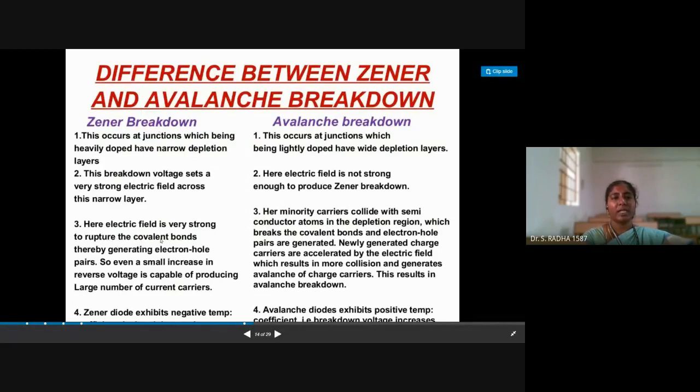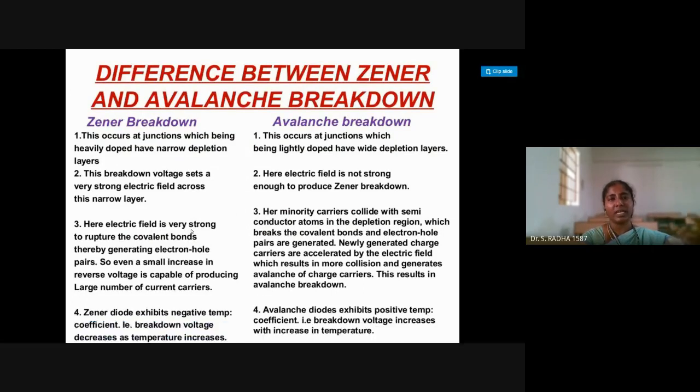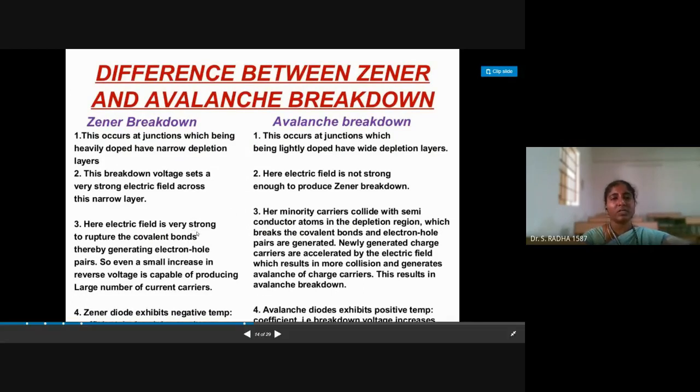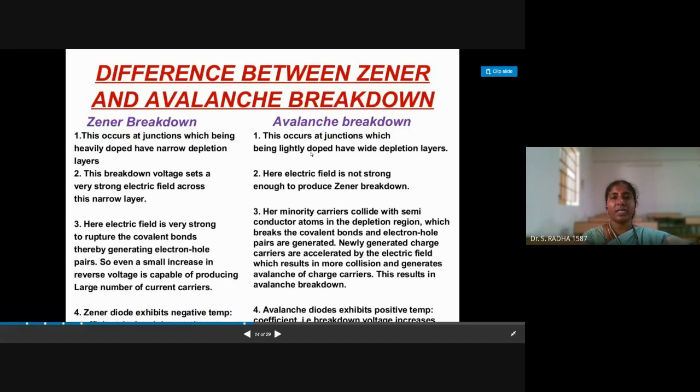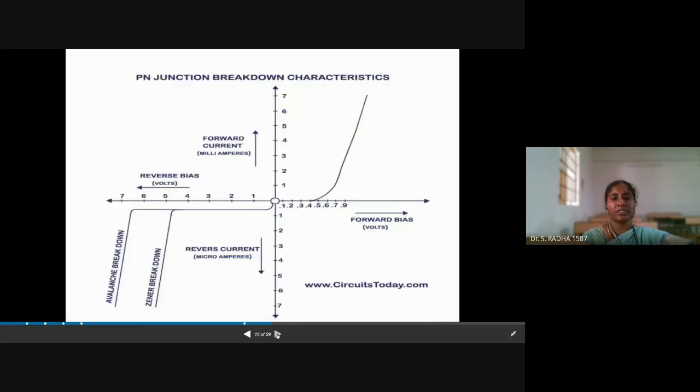These are the differences between Zener breakdown and avalanche breakdown. In Zener breakdown, the electric field is very strong, meaning the applied voltage creates a very strong electric field. In avalanche breakdown, it is not very strong. Lightly doping will give rise to avalanche breakdown. Heavily doping, a very, very high level of doping, will give rise to Zener breakdown. All these are the differences.